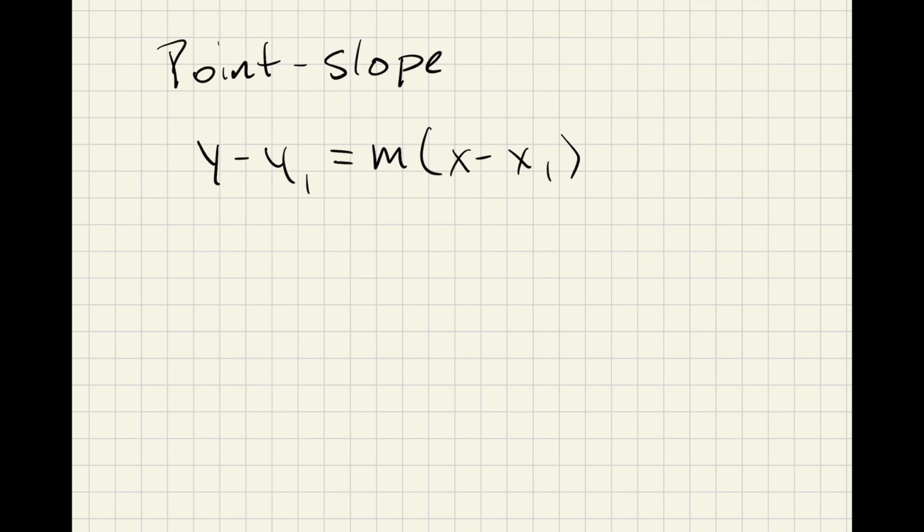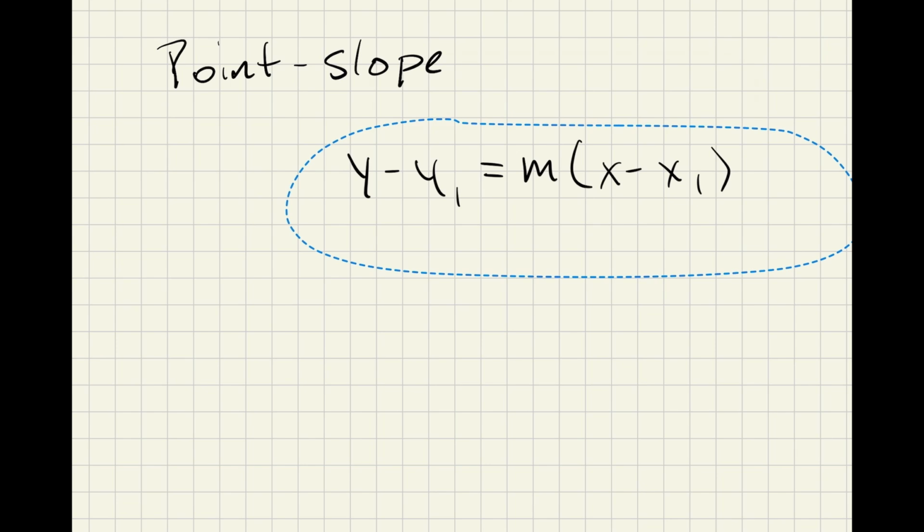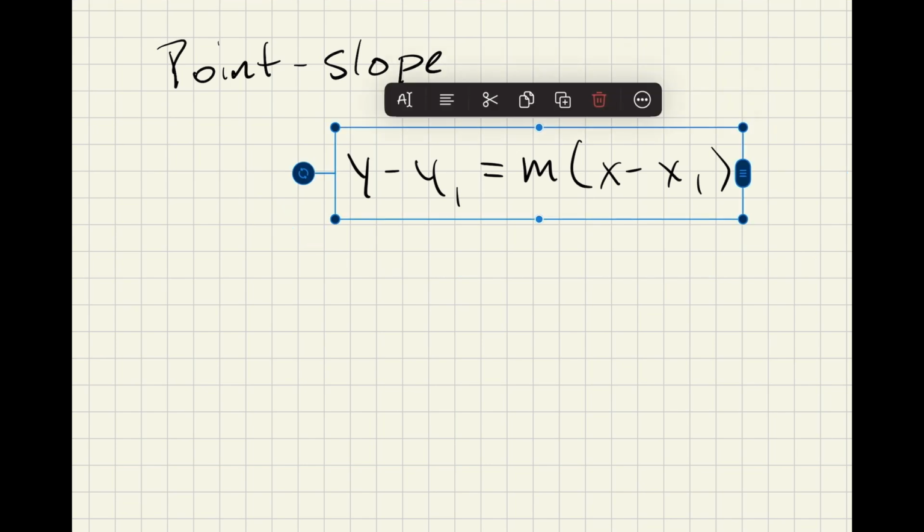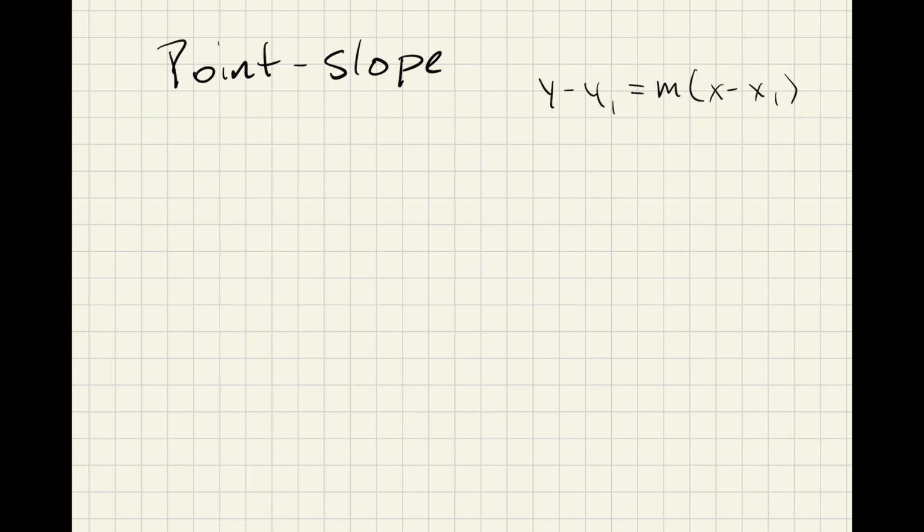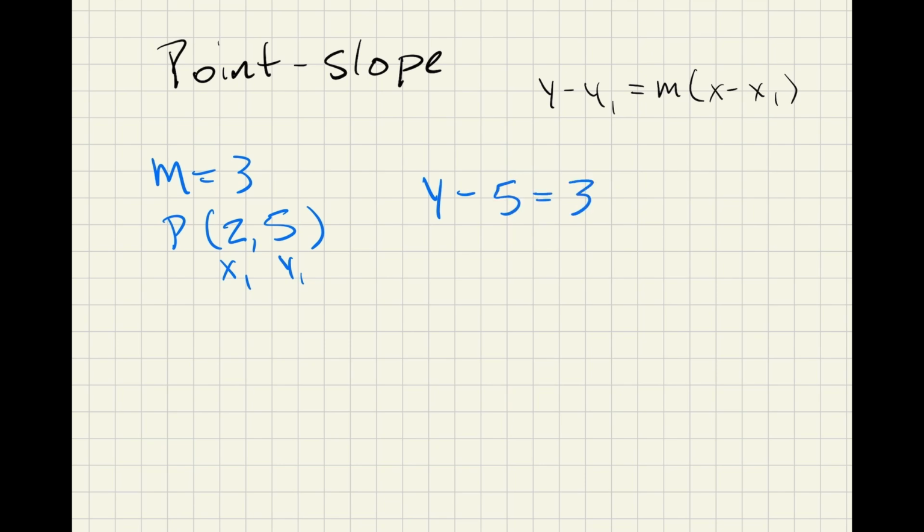So let's go ahead and look at an example of this. Let's move this actually just slightly. So let's go ahead and first start with defining our known slope, which here is going to be 3, and a point on the line, which we're just going to pick 2, 5. So we plug in these two values, y minus y1. Let's go ahead and label y1 and x1. So y minus 5 is equal to 3 times x minus 2.